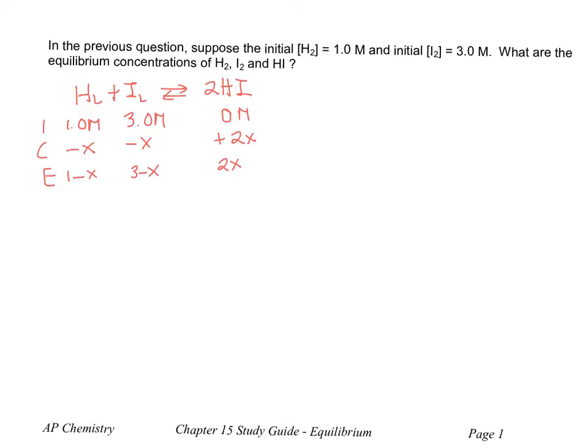So then our KC expression, 55.17, is equal to the HI concentration, so 2x squared, divided by the H2 concentration, which is 1 minus x, times the I2 concentration, which is 3 minus x this time. And again, I'll give you a minute to plug it into your calculator and solve for x.